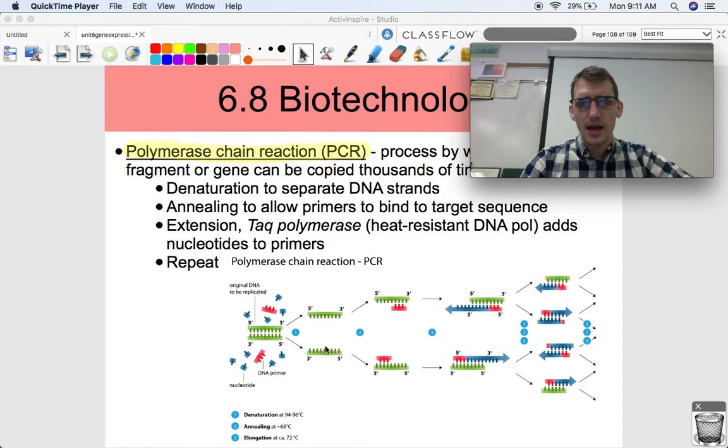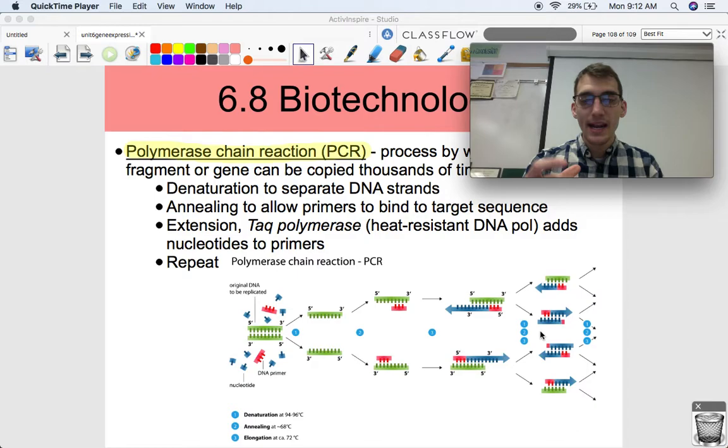Next, you anneal: the template strands allow primers to bind to the target sequence. So I can take some primers and add them to the template strands to copy the gene that I want. Then you extend. You take a very special kind of DNA polymerase that is resistant to heat, that's not going to denature in a really hot environment, called Taq polymerase. Taq polymerase makes a new complementary strand based off the template strand, just like we saw in our topic on DNA replication. It adds nucleotides to the primers, and then we can repeat that again and again.